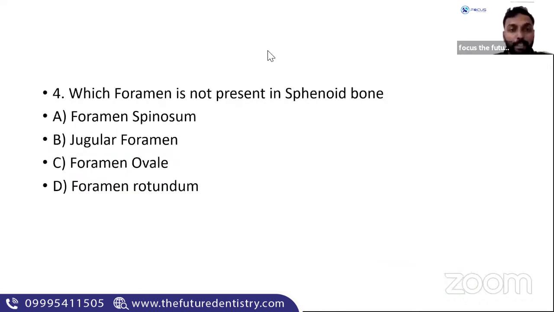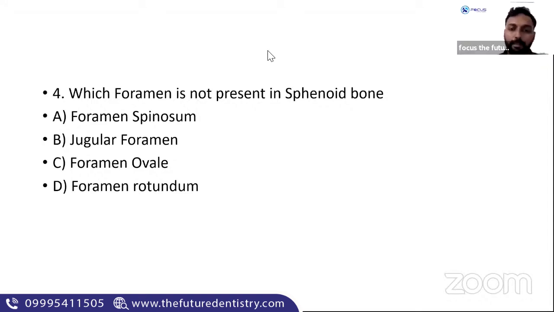Which foramen is not present in sphenoid bone? Yes. Which foramen is not present in sphenoid bone? Okay, very good. Jugular foramen is in the posterior cranial fossa, isn't it? So can you tell me what other structures you remember which is present in sphenoid bone? Which other structures are there apart from spinosum, ovale, rotundum? Yeah, optic canal is there.